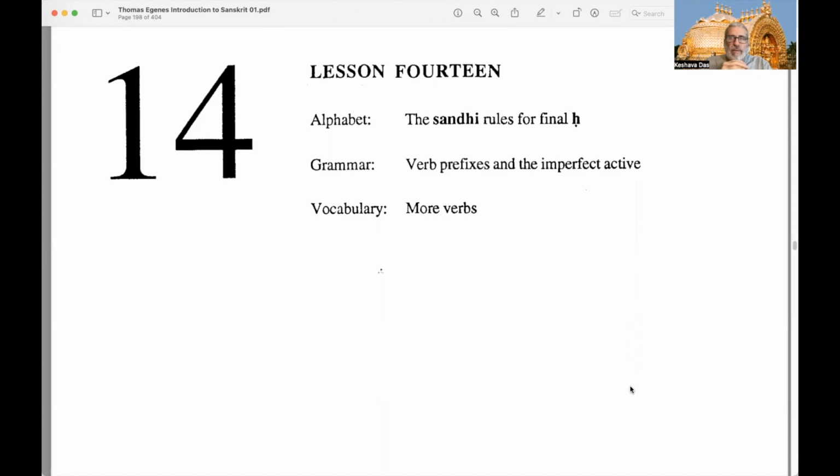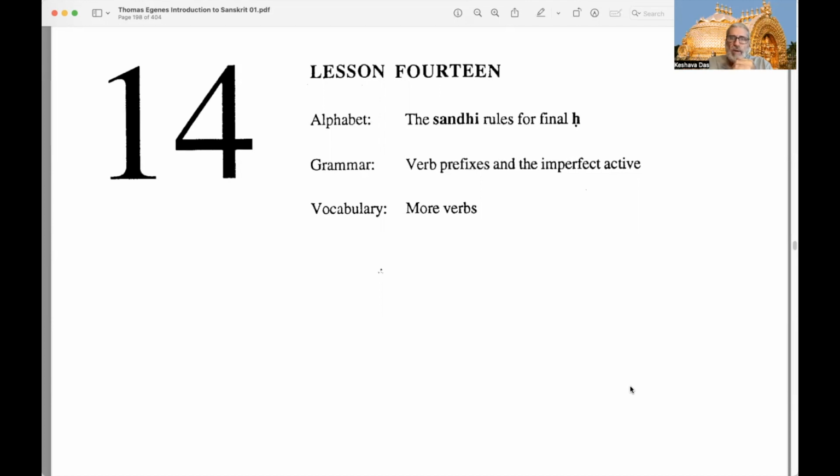It's a different letter than some of the other letters in the alphabet. So how do we use Visarga, especially at the end of a word? How does that react with the beginning of the next word? So that's the rules of sandhi for Visarga. It's called Visarga sandhi, and we're going to cover Visarga sandhi.